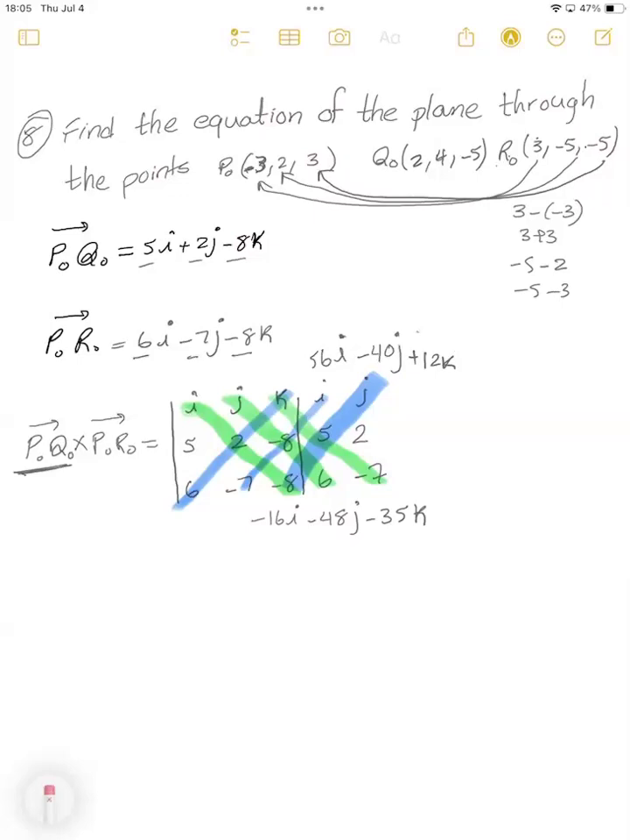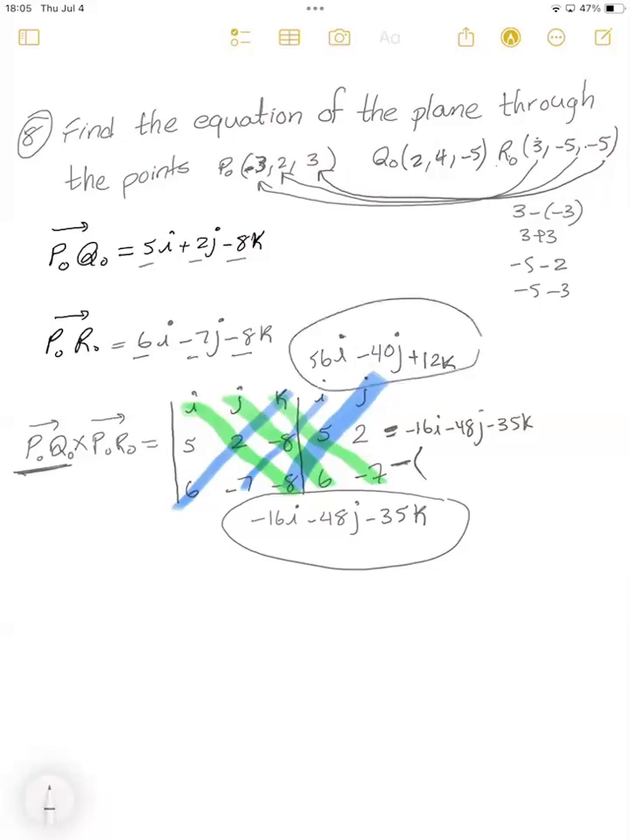Okay. Now, lastly, I have to write these guys: negative 16i, negative 48j, negative 35k. Then I have to subtract, and then I have to write these: 56i minus 40j plus 12k.